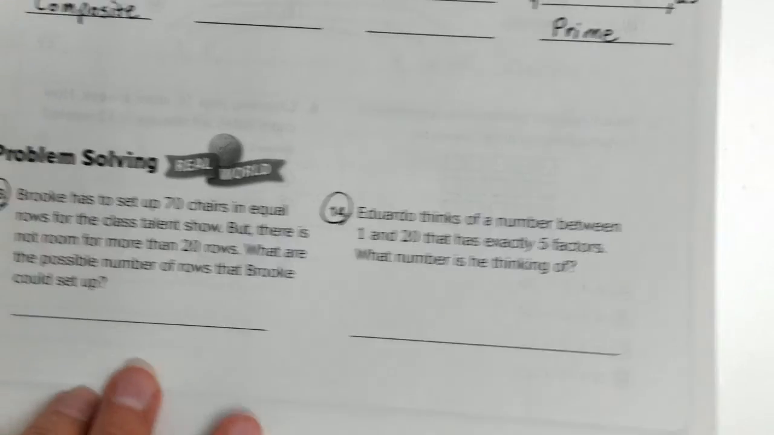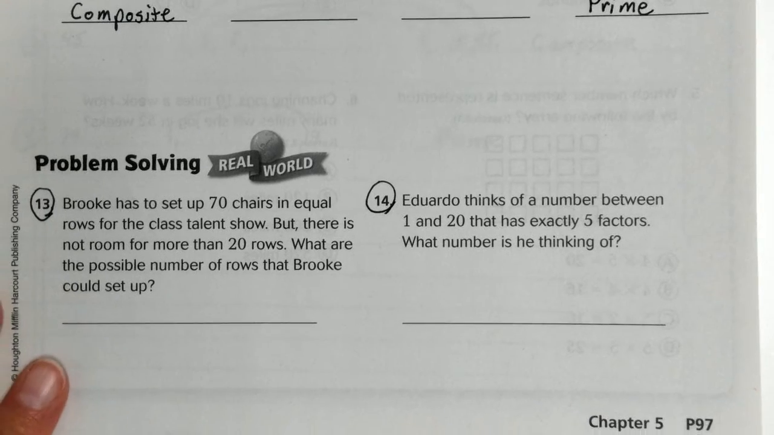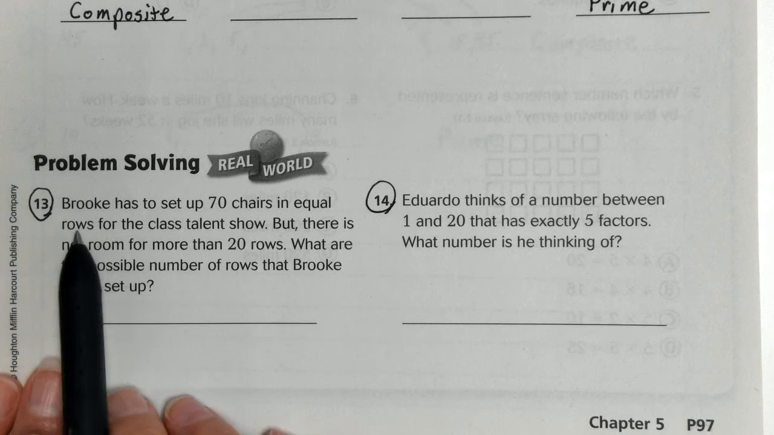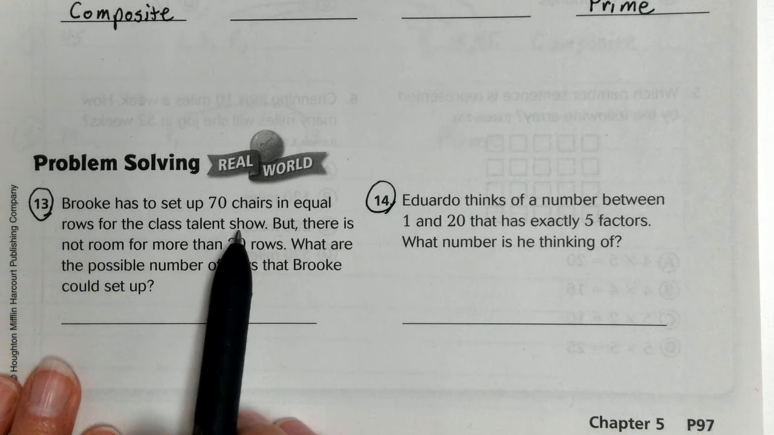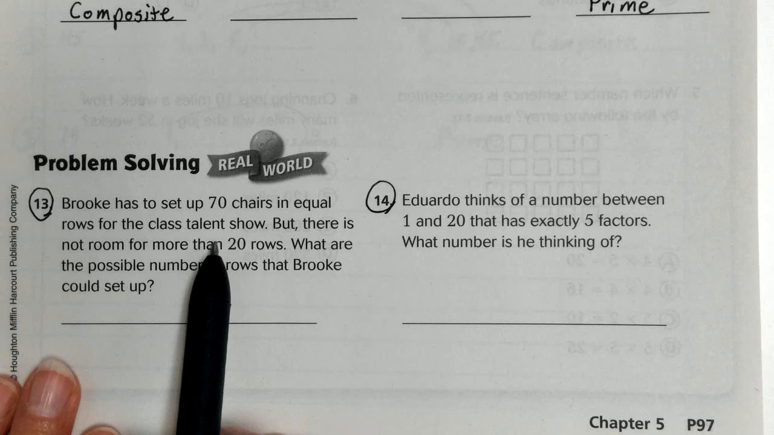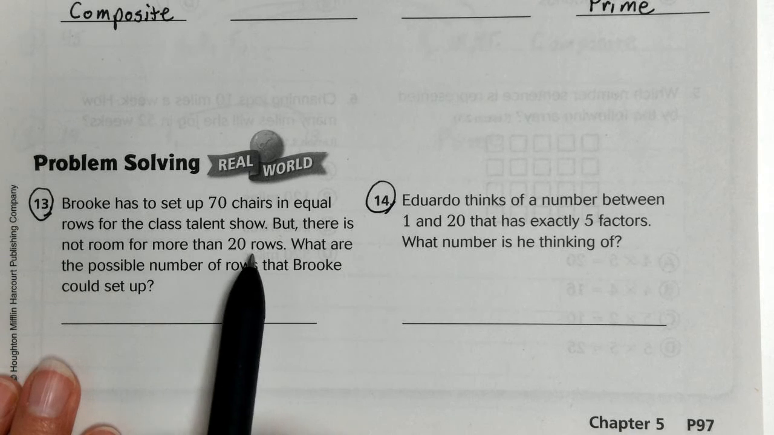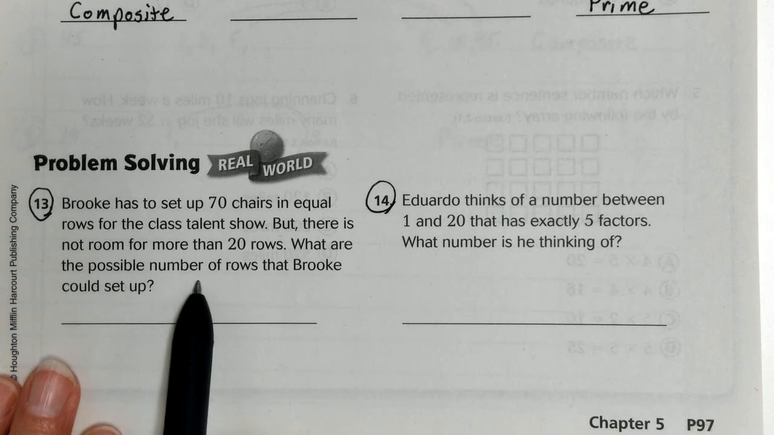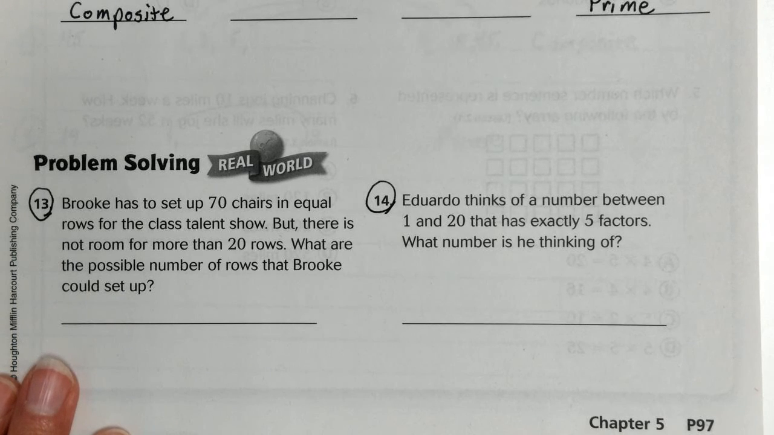All right, let's look at number 13. Because I want you to recognize a factor problem. So, Brooke has to set up 70 chairs in equal rows for the class talent show. But there's not room for more than 20 rows. What are the possible number of rows that Brooke could set up? So the first thing I need to do is find the factors of 70. Why do I want to find the factors of 70? Because that would be rows, right?